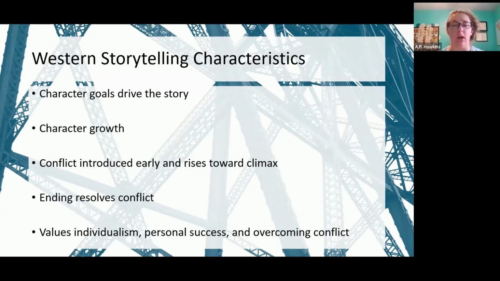And the ending of the story resolves this conflict. At the end of Lord of the Rings, Frodo throws the ring into Mount Doom and Sauron is destroyed. That central conflict of the story is resolved. At the end of Star Wars, Luke has defeated the Emperor, and the Empire is dissolving and the rebellion is victorious. And so that central conflict of that whole story is resolved by the end. And Western stories tend to value individualism, personal success, again, the character achieving their goals, overcoming conflict, and again, all of these things are kind of centered around the main character.